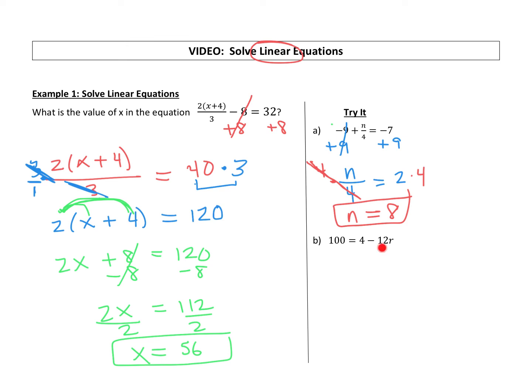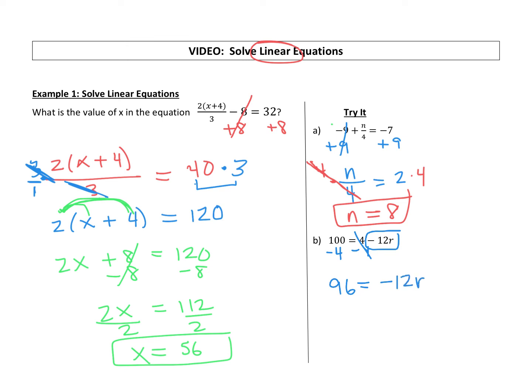We're trying to get this r by itself. It's with that negative 12, so the 12 is going to move last, which means we're going to take this 4 and get it to the other side. It is a positive 4. The inverse operation of a positive 4 is subtracting 4. 4 minus 4 is 0. We get to cancel it out. 100 minus 4 is 96 equals. When we carry down that 12r, we have to be really careful that we recognize that's a negative 12 and that negative sign comes down with it.